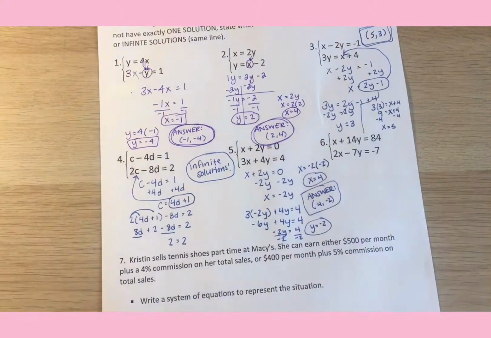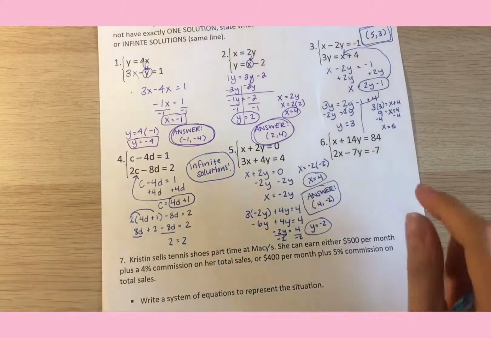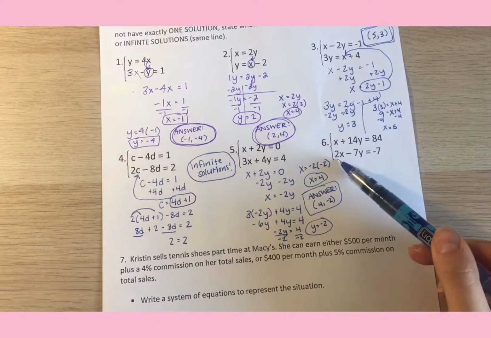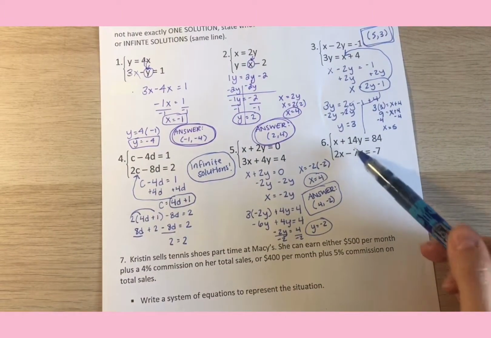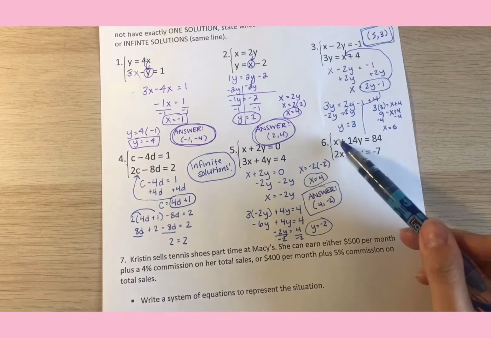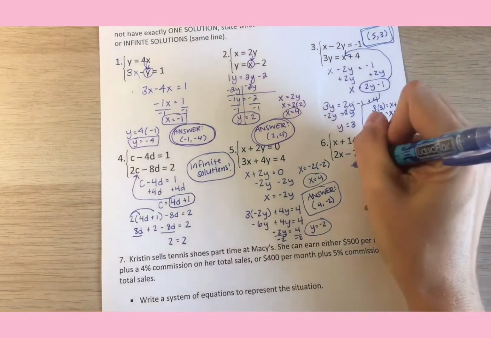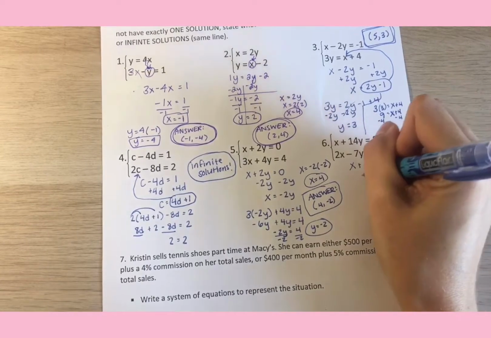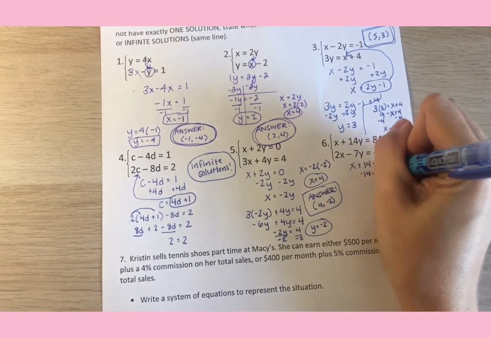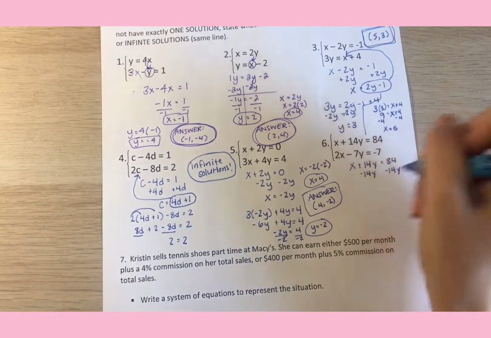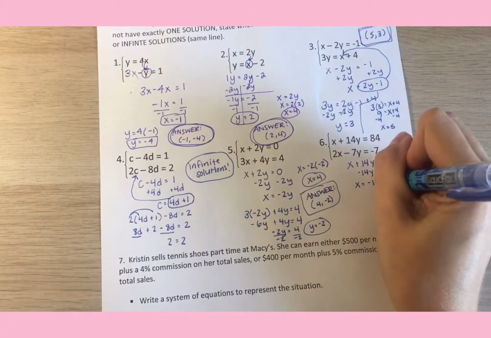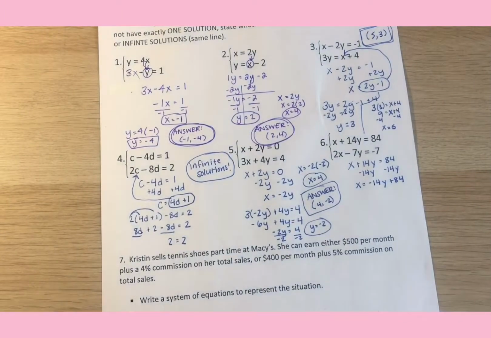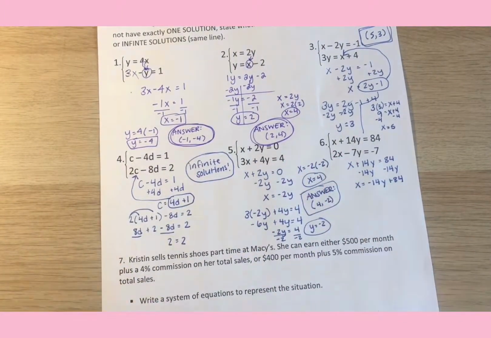Okay, number 6, last one. Before we get into number 7, we have coefficient for x, coefficient for y, x by itself, 14 in front of y. So I'm going to isolate this x by subtracting 14y on both sides. And I get x equals -14y plus 84. So I will substitute that in here for x.